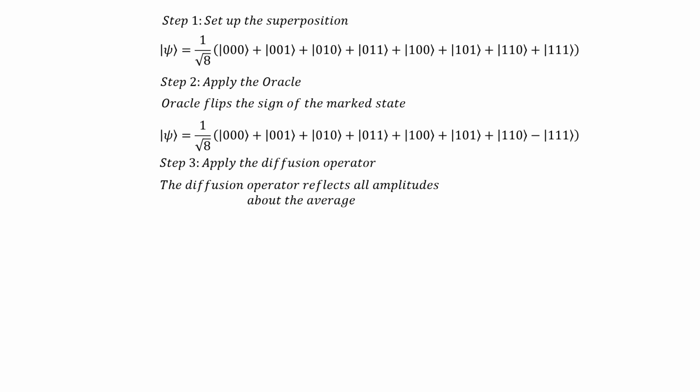This is going to reflect about the average of the amplitudes. Our average amplitude is just the sum of all of our amplitudes divided by the number of our amplitudes. So we have 7 examples of 1 over root 8, so we get 7 over root 8, and then we have one example that is minus 1 over root 8. We add those two together and then divide by 8 because we have 8 states. This gives us an average amplitude of 3 root 2 over 16.